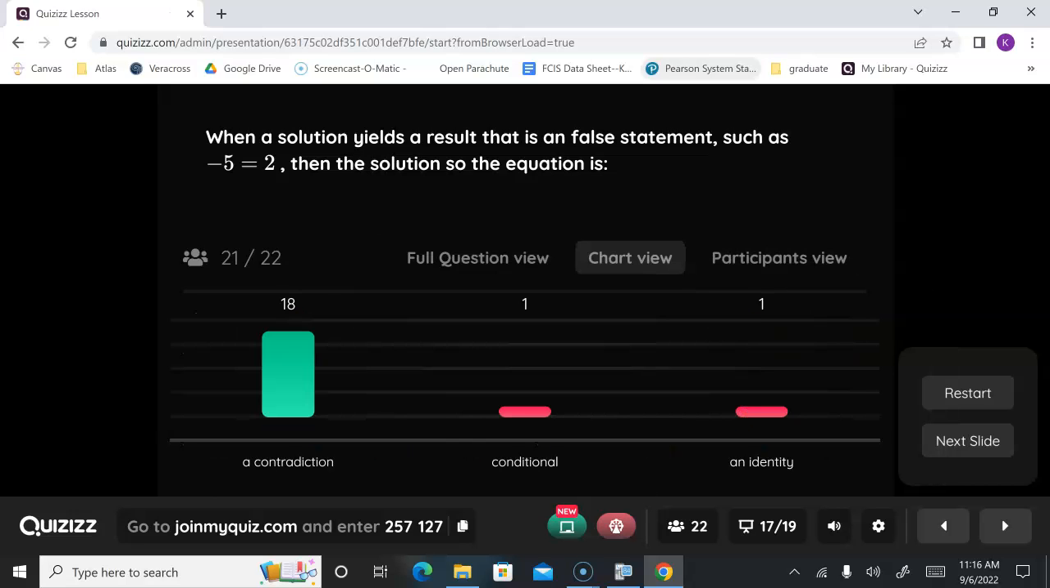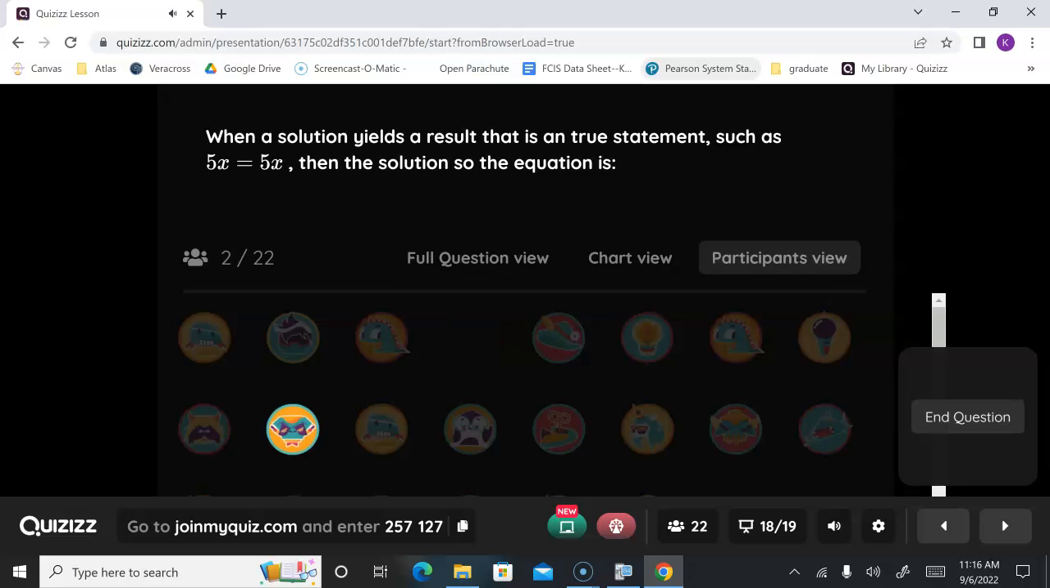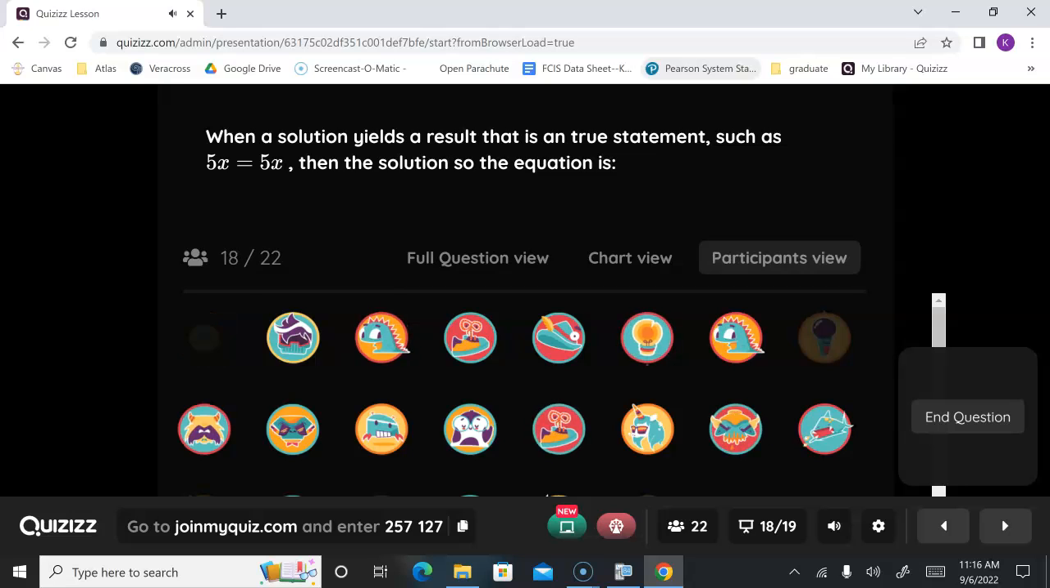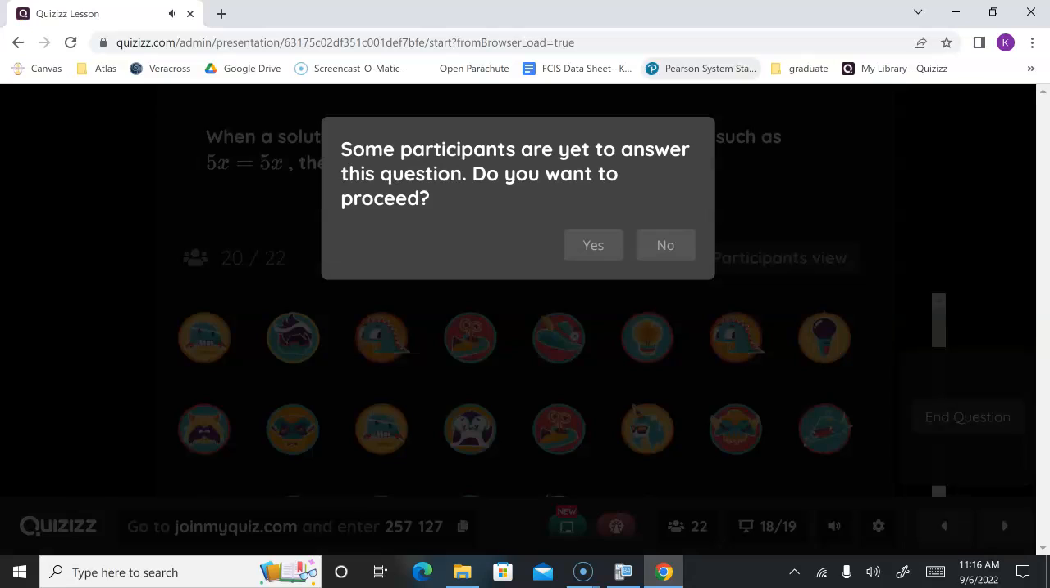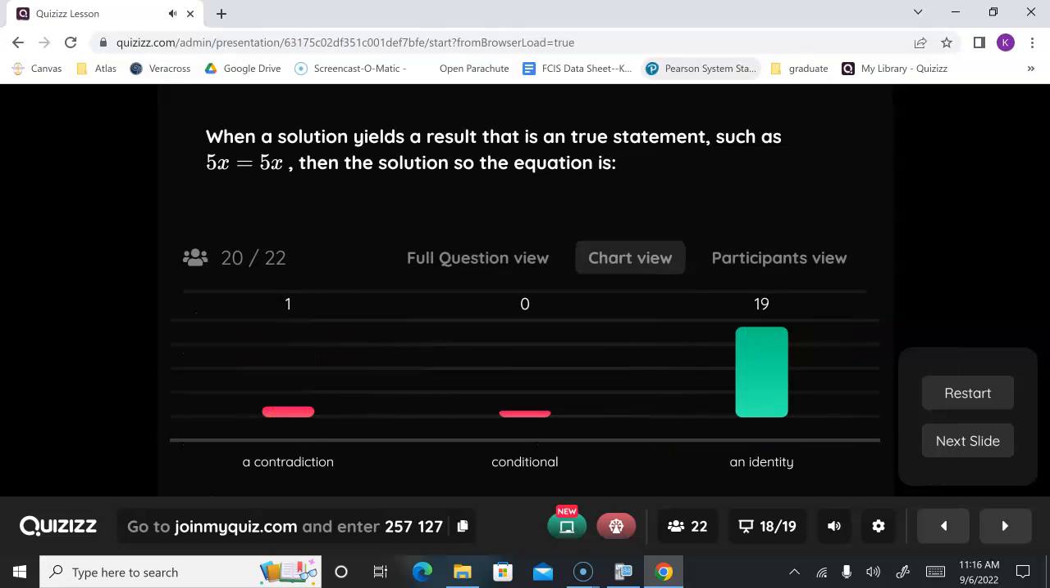It's a false statement. -5 does not equal 2. Contradiction. So that's right. Both sides are the same. Identity. Doesn't matter what number we put in, it's always true.